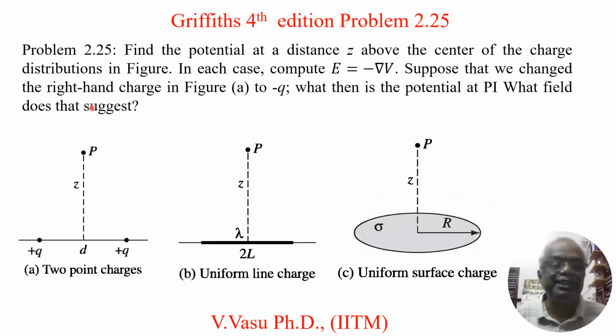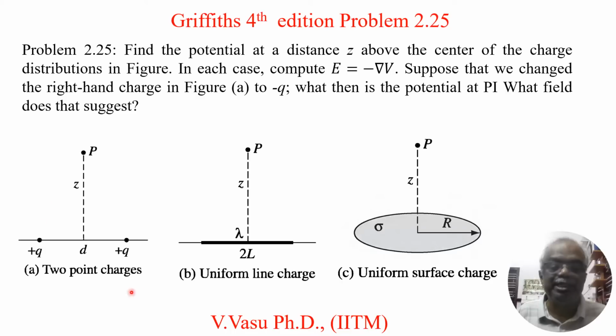Suppose that we change the right-hand charge in figure A from plus q to minus q, then what will happen? What then is the potential at P? What field does it produce?